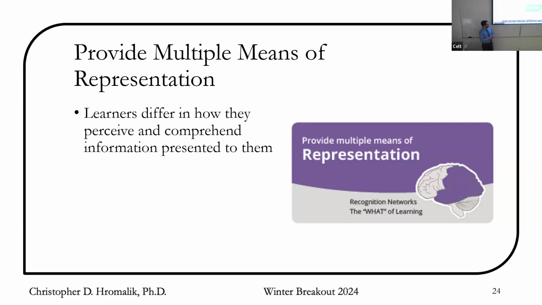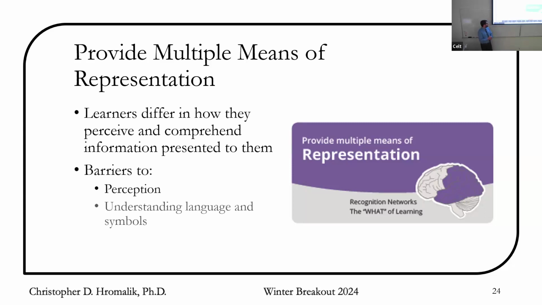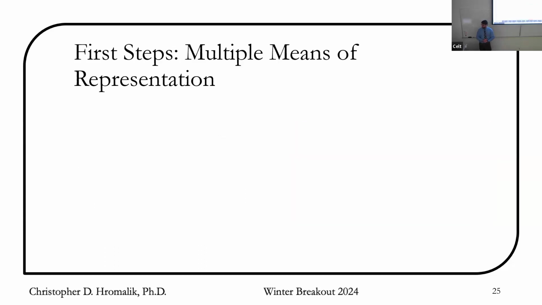Learners differ in how they perceive and comprehend the information presented to them. And so therefore, we consider barriers to perception, barriers to understanding language and symbols, and barriers to comprehension. So how do we do this? Let's move to slide 25. I'd like to share with you what I call first steps. There are things we can do to provide all of these representations.